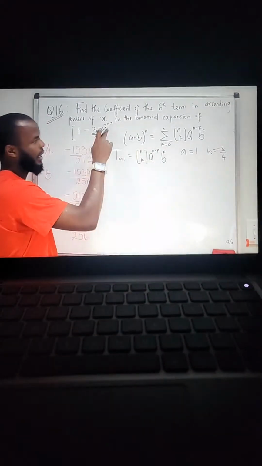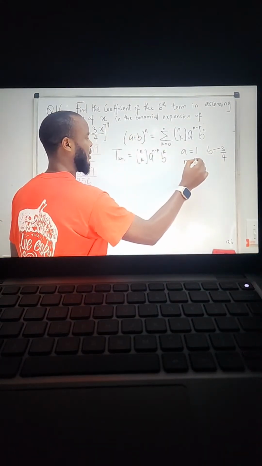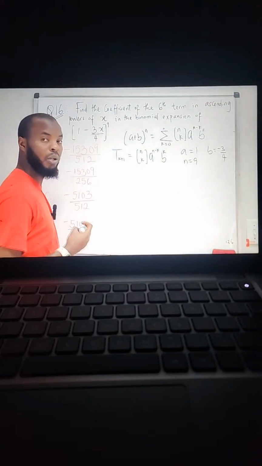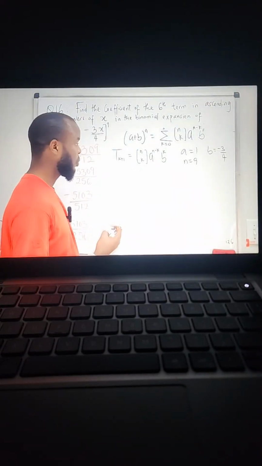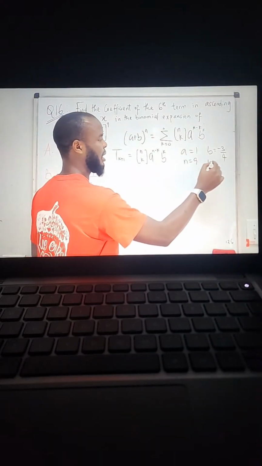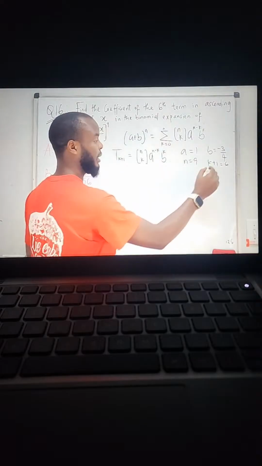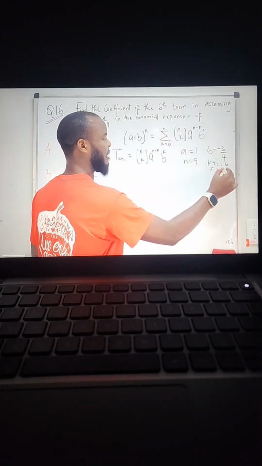And here, n is going to be 9. Don't forget, we are working with the sixth term, so we are interested in T6. That is k plus 1 equals 6. Equivalently, k is 5.